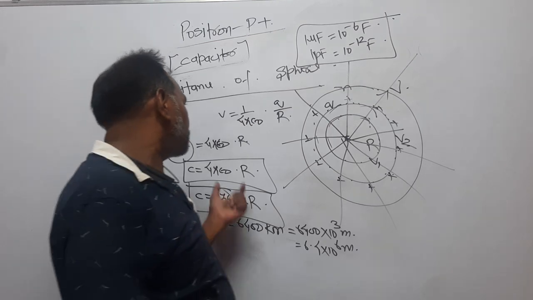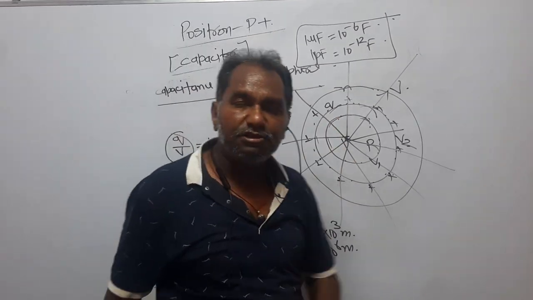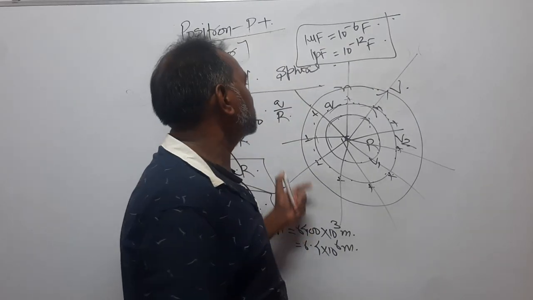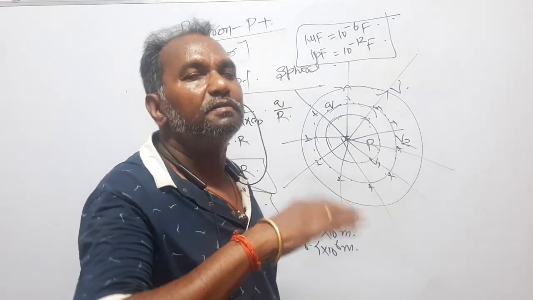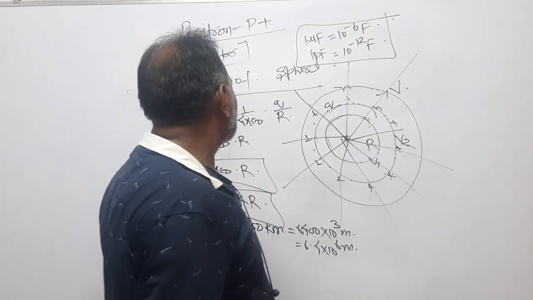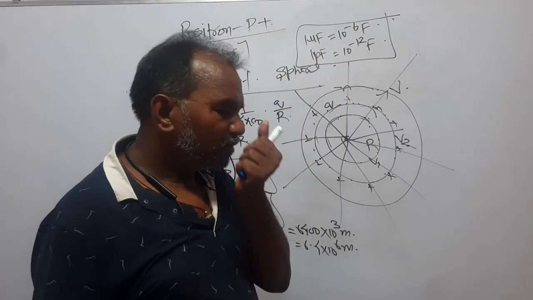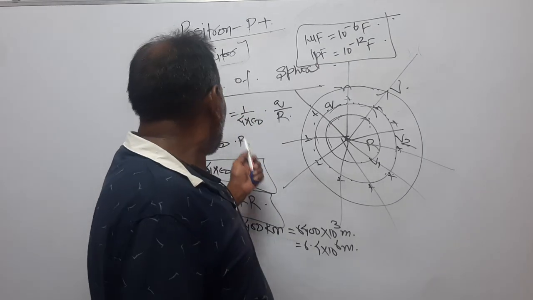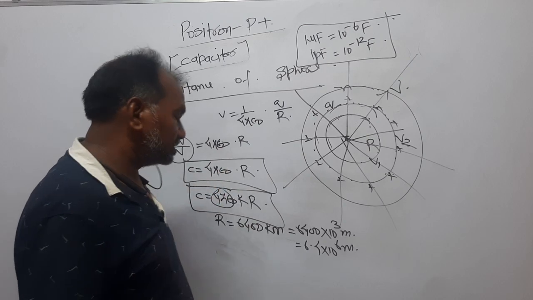Dear student, what we are talking about is that if charge Q is distributed uniformly on a spherical conducting surface, or on a spherical shell, then V works out to be 1 upon 4 pi epsilon naught Q upon R. And so Q upon V is equal to C, which is this.